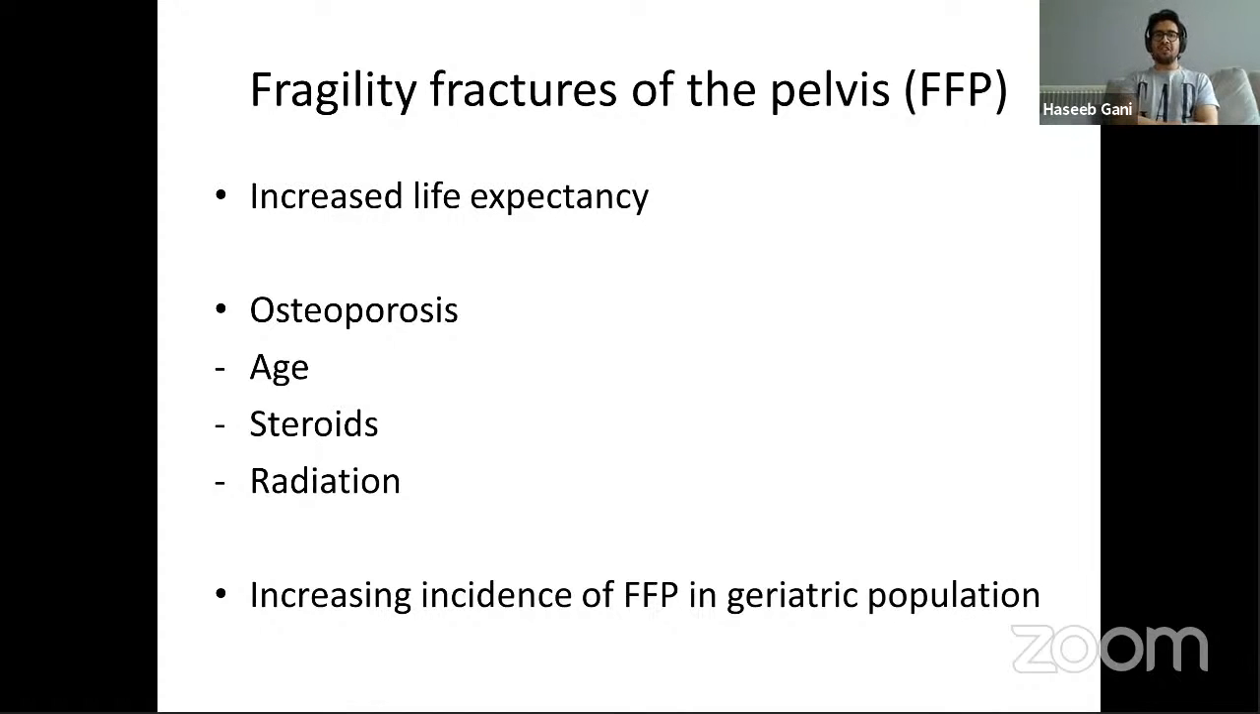There are fragility fractures of the pelvis. They're popularly called FFPs. With increasing life expectancy, as you would expect with any other type of fragility fractures, the incidence does increase. Osteoporosis is the contributing factor. Maybe it's mostly related to age, but you may on occasion find a younger patient who's on steroids or has had radiation therapy, which affects the bone mineral density. And the incidence is increasing, contrary to other fragility fractures like neck of femur fractures. The incidence of these pelvic fractures is increasing.